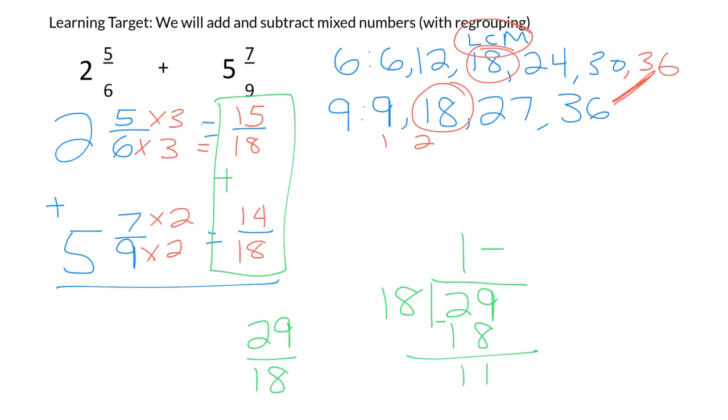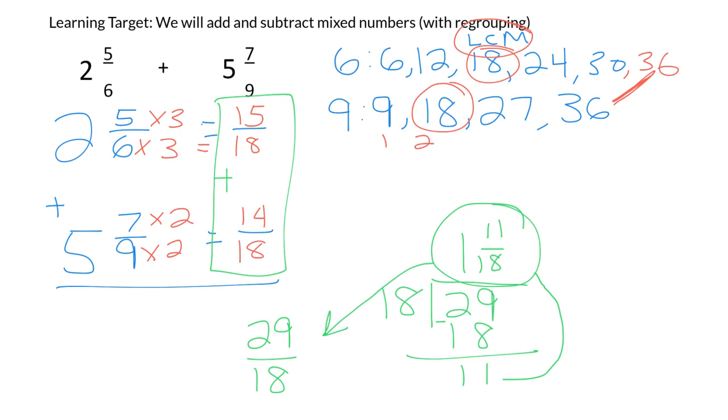Okay, and I got 11 left over, and 11 is not divisible by 18, so this is going to come up here and be the numerator, and 18 is the denominator. Okay, so now this is what we regrouped our improper fraction, our fraction pieces, after we added them.